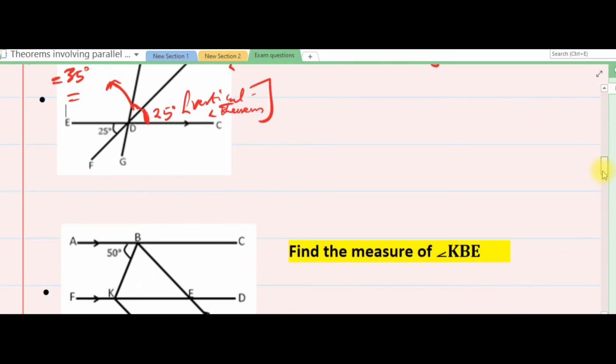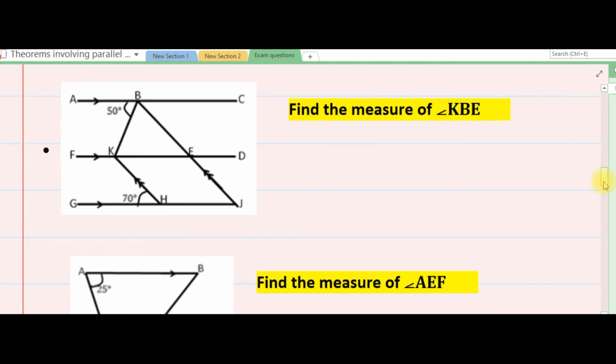So these questions are simple. We just need to remember to find the transversal and also parallel lines. If you notice, we have 3 parallel lines here. We're asked to find KBE. So we are looking for this. Eventually, if we know this and this, we use angle sum theory to get the remaining one. So the first thing we get here is this.